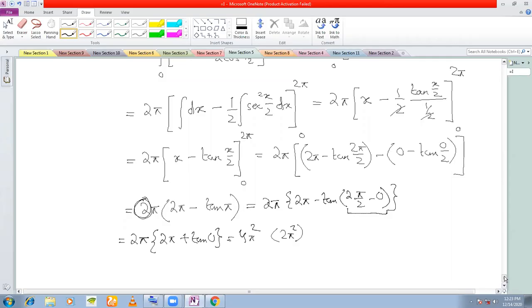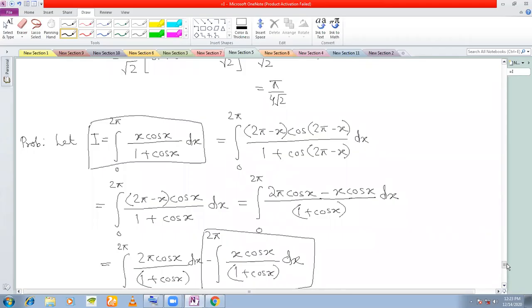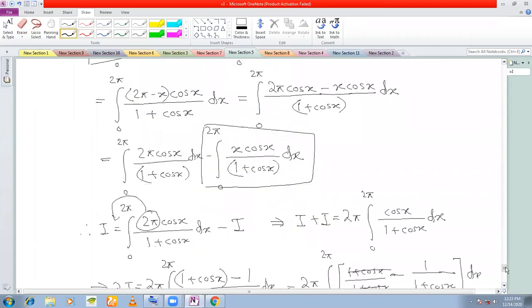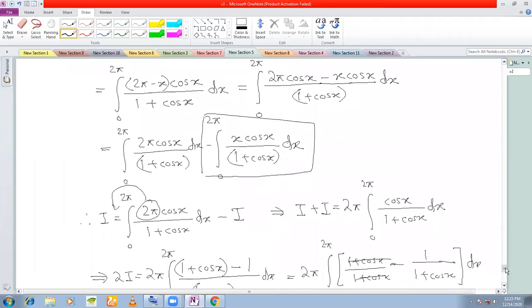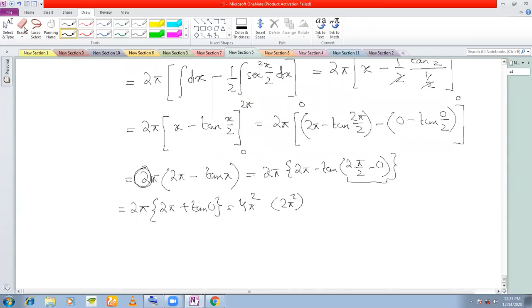Let me check where 1, 2 will cancel. I think it is correct. Yes, because, oh, no, it will not cancel. This is 4 pi square. So we have got 2I is equal to 4 pi square.